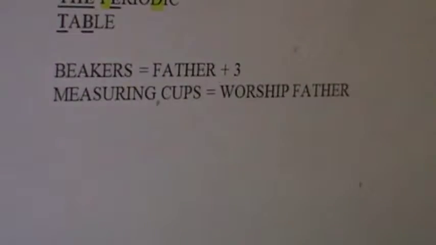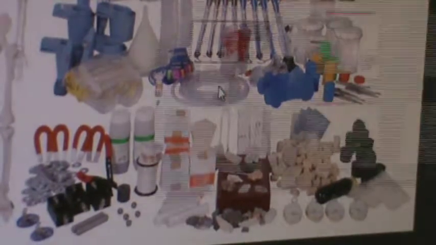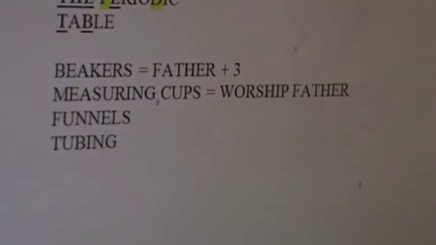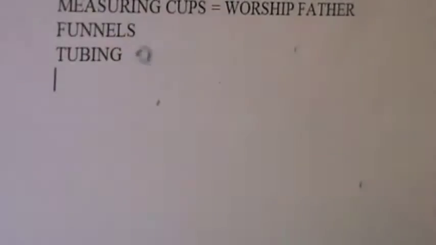Beakers. Funnels. And then check the plural. Funnels makes it plural for Father. So always check the plural. Funnels, nozzles. What is that? Oh yeah, the tubing. Tubing is a flawless word for Father. I had an oxygen concentrator. Tubing is flawless for Father. The tubing.